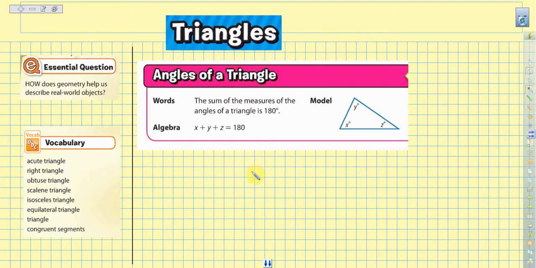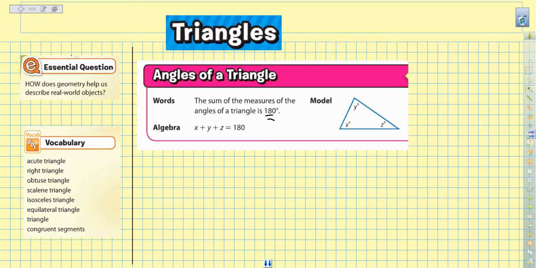Oh no, wait a minute, we're still going here. And we have angles of a triangle. The sum of the measures of the angles of a triangle is 180. So if I add up all of the angles of this triangle, it's going to equal 180. I have it right here. X plus Y plus Z, these are my angles, angle X, angle Y, angle Z, equals 180. The sum of all of the angles in a triangle is always going to equal 180.